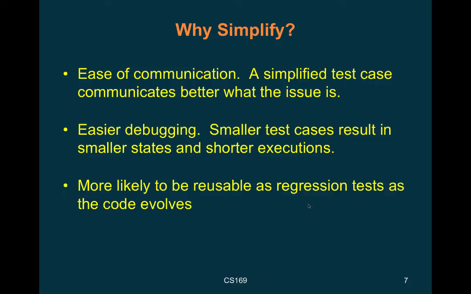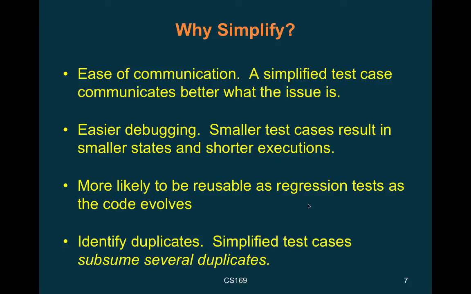Big reproducing scenarios typically cover too much. They're probably not good. And an important reason is to identify duplicates. The moment you minimize it, many of them will turn out to be the same cause. Okay, so the question is, how do we do this?